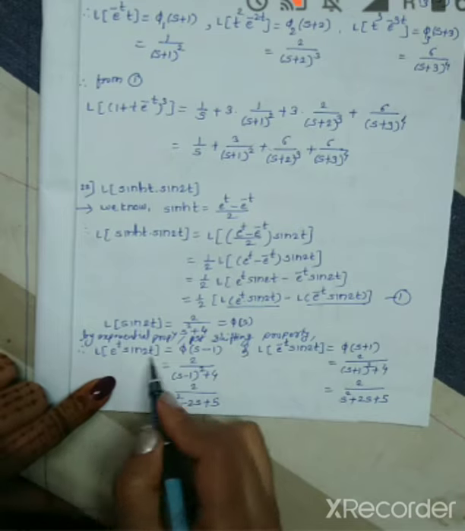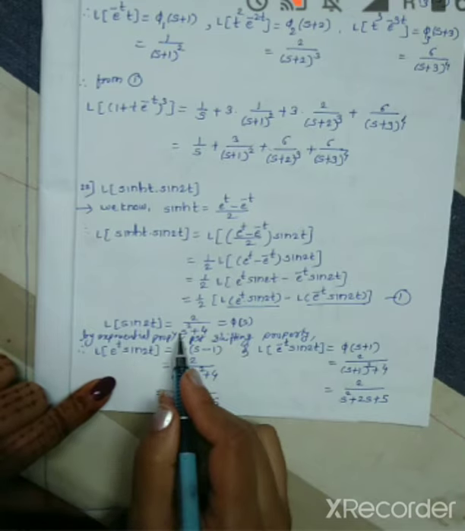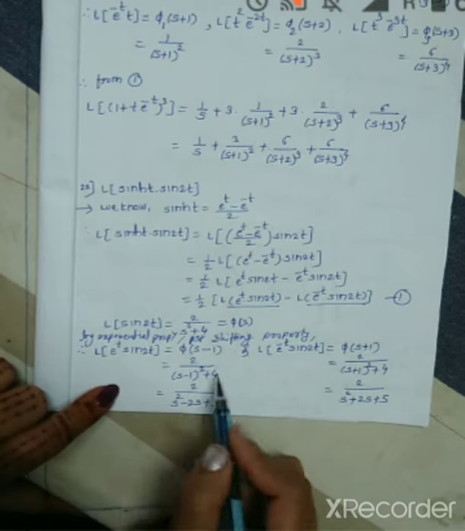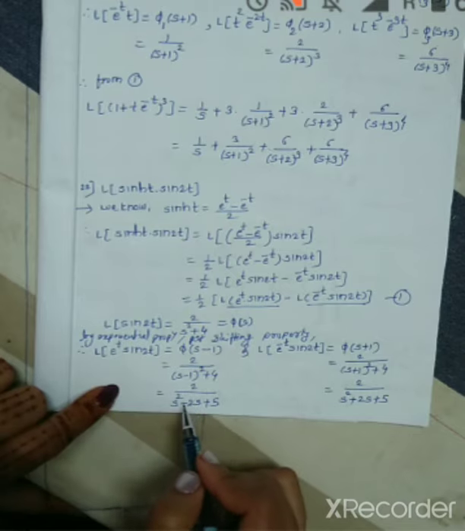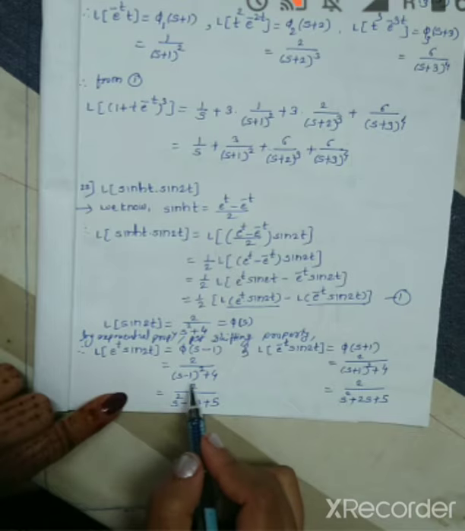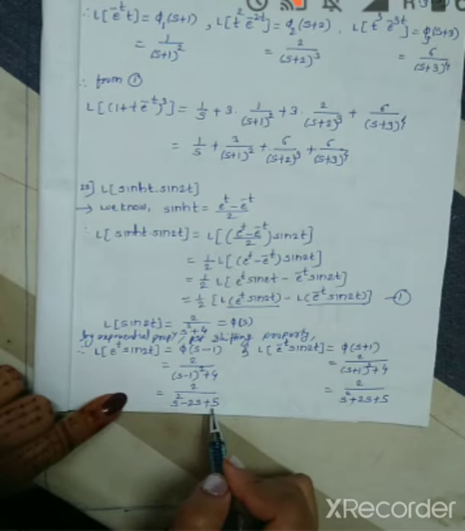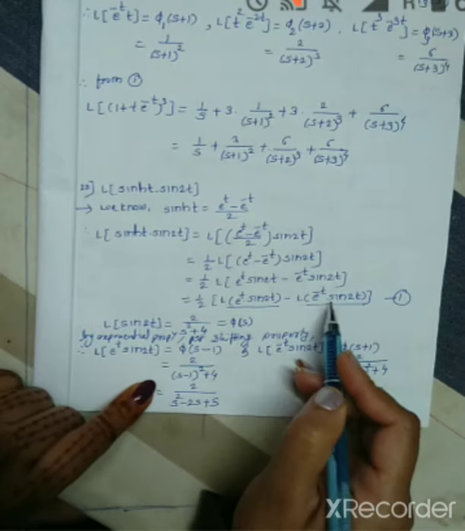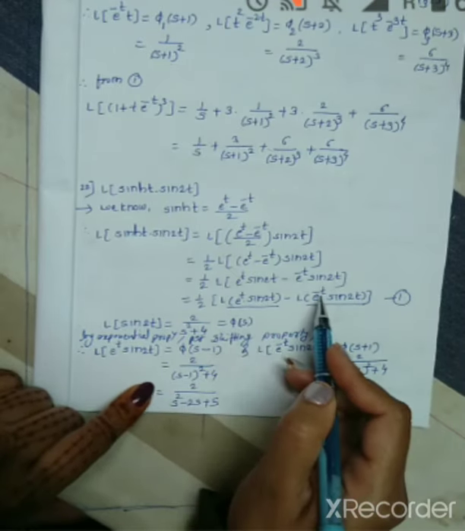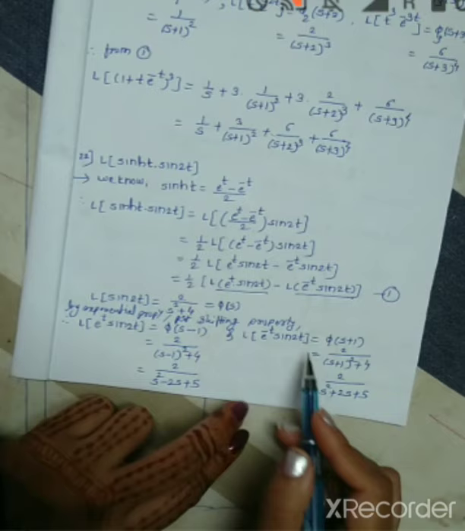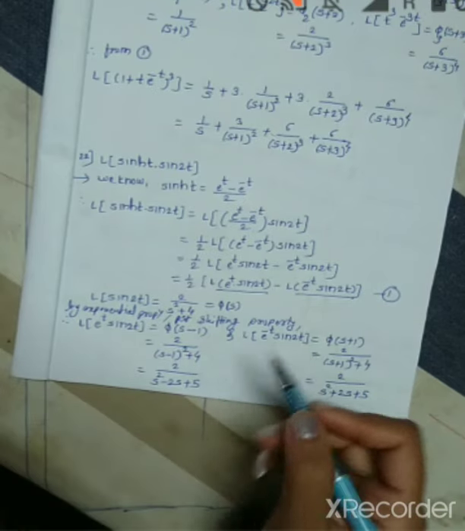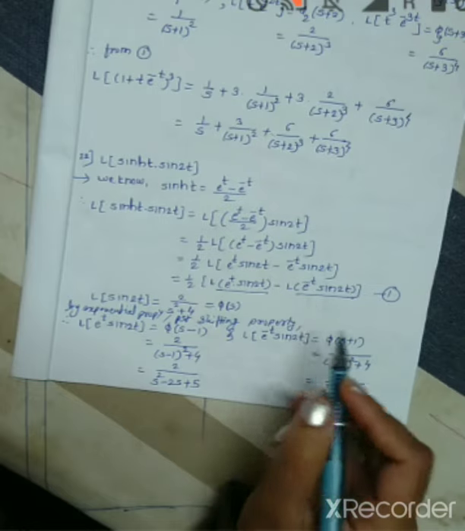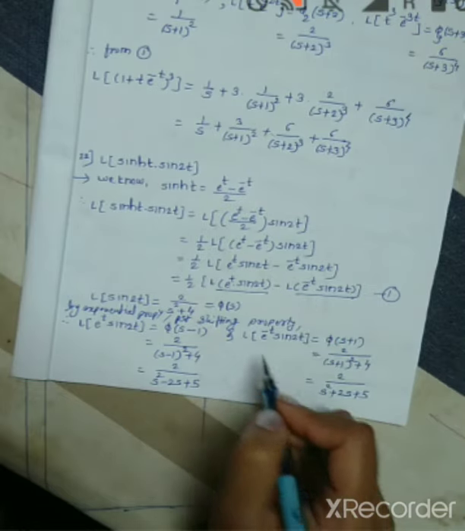What is the answer for this Laplace? 2 upon s minus 1 bracket square plus 4 as it is. Now simplify: 2 upon s square minus 2s, by the bracket square formula, plus 1 plus 4, which is plus 5. This is the first Laplace. Now what is the difference between this Laplace and the other? Just plus and minus. That's why you can solve it like this or write it as similarly. In the exam you can write it as similarly. Here we are solving in detail.